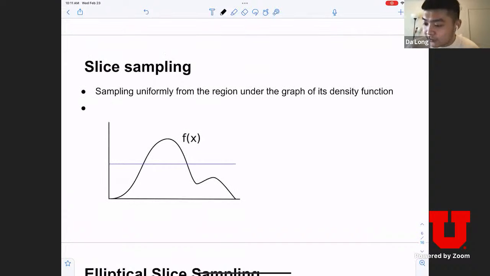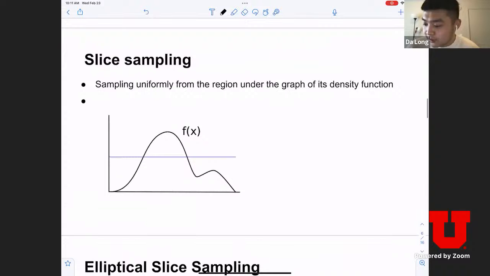So the idea for the slice sampling is that we can sample from the region under the density function. So for example, this is the distribution, and this is the density function, and we can uniformly sample from this region. And the x coordinate is the sample that we want. But how to do this?